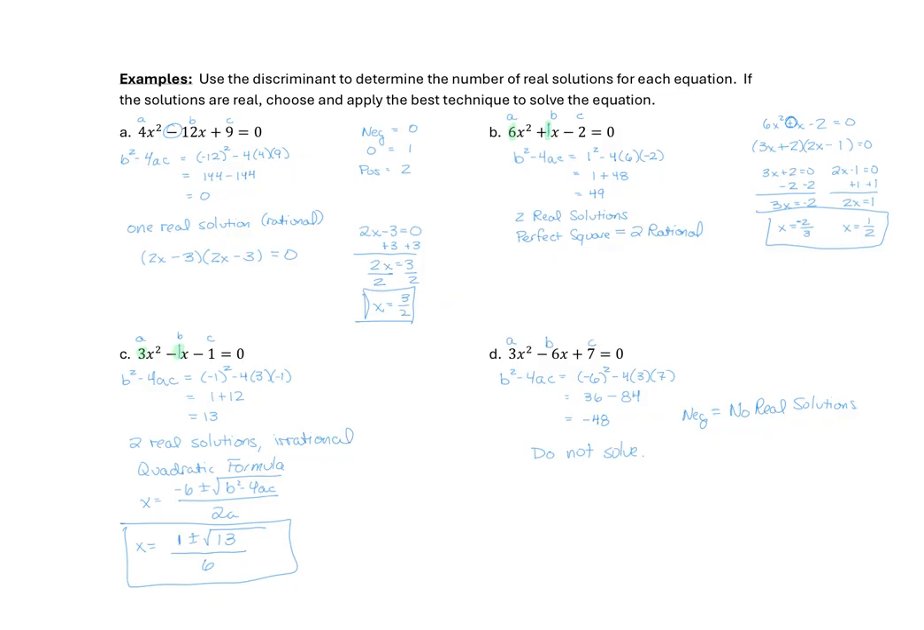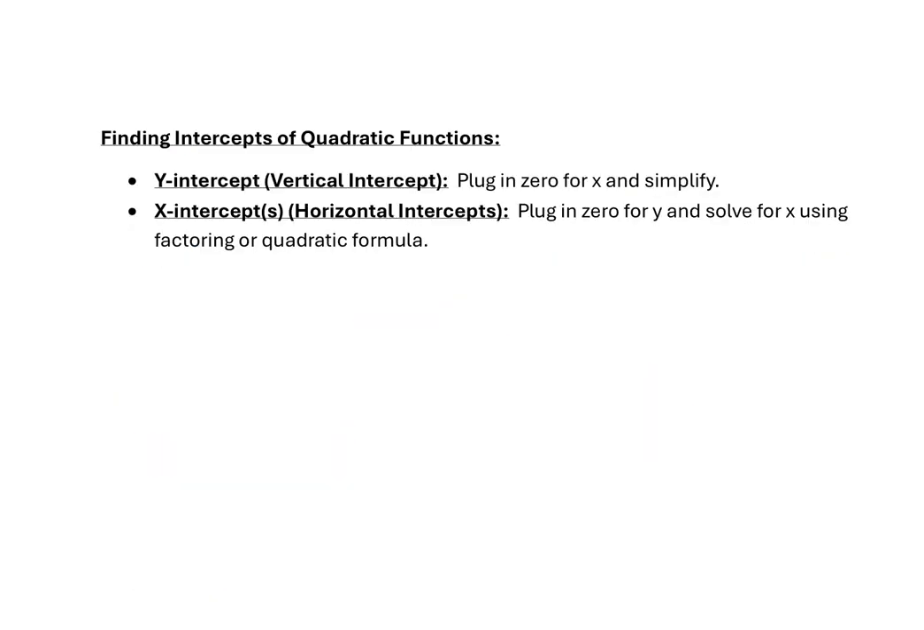Now let's go ahead and continue looking at a couple other things. Okay, this should be review. We talk about finding intercepts of quadratic functions. For the y-intercept, or sometimes called the vertical intercept, remember that we plug in 0 for x and we simplify. For x-intercepts, or sometimes referred to as horizontal intercepts, we want to plug in 0 for y, and we want to solve for x using either factoring or quadratic formula.